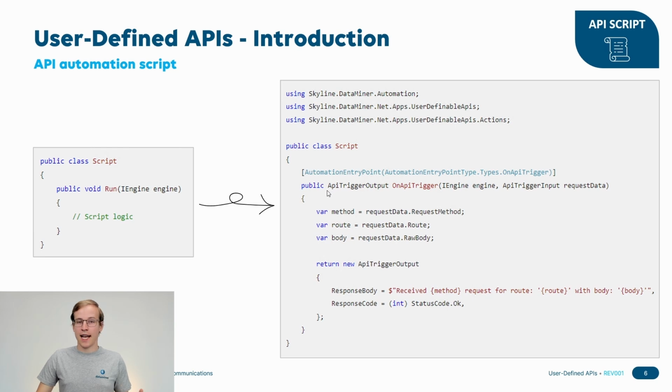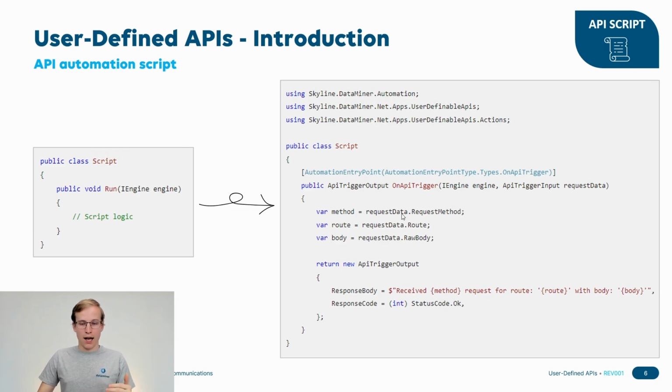And then we also have, and this is actually quite new, this was the first time that this concept was introduced, a return value for an automation script trigger. Here we have an API trigger output. And in this object, we can return, depending on the logic in our script, what the response body is and what the response code is.